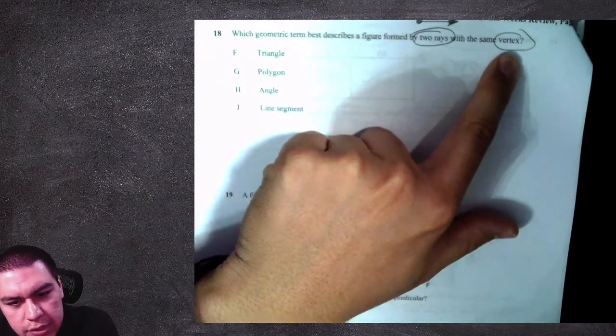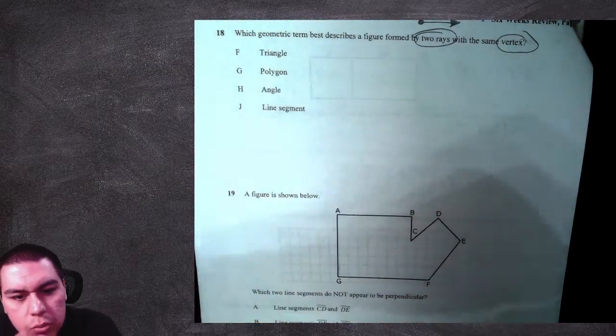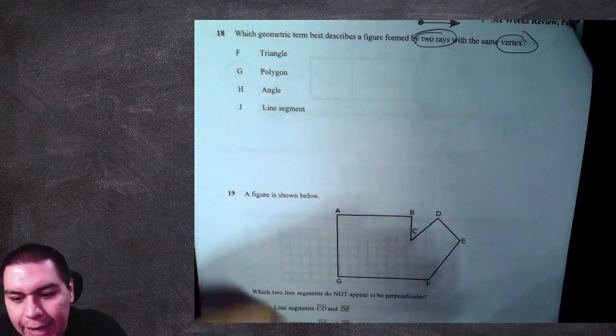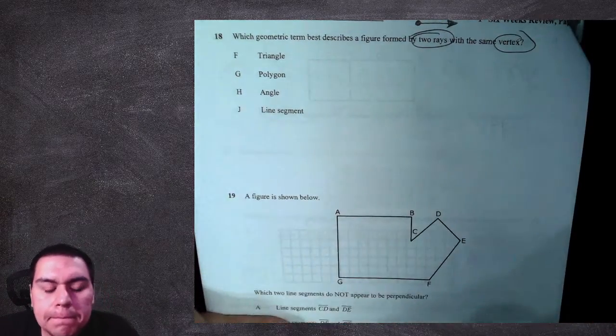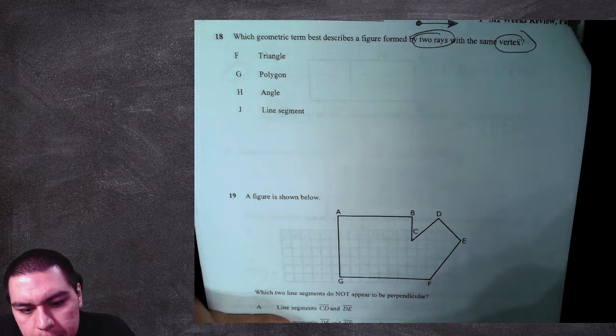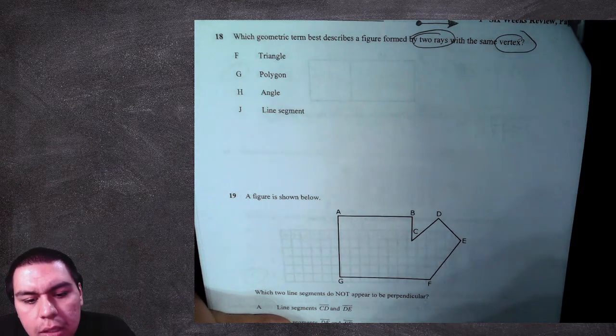But this one says that there's two rays, so not just one, two, and they have the same. Nakai, make sure that you have your microphone off.